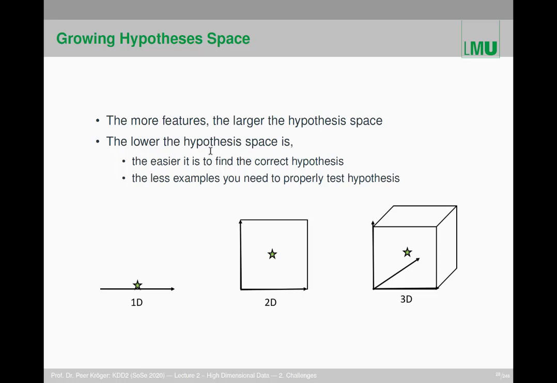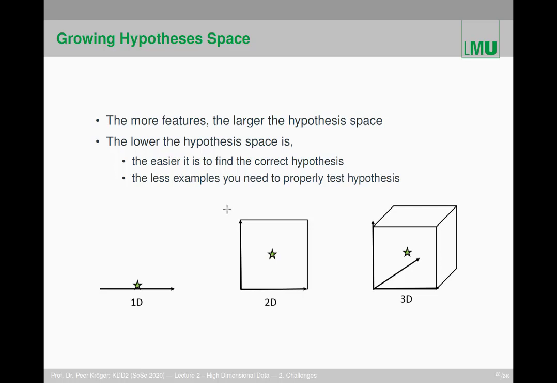The lower the hypothesis space is, the easier it typically is to find a correct hypothesis. And very, very important, the fewer examples you need to properly test a hypothesis. So if you have a very complex hypothesis because you have a very high dimensional feature space, you need many more examples to properly test this hypothesis. Now, transform hypothesis into model. If you have a model that explains some very complex high dimensional thing, you need a lot of examples to really support this model, or to really have a stable model.